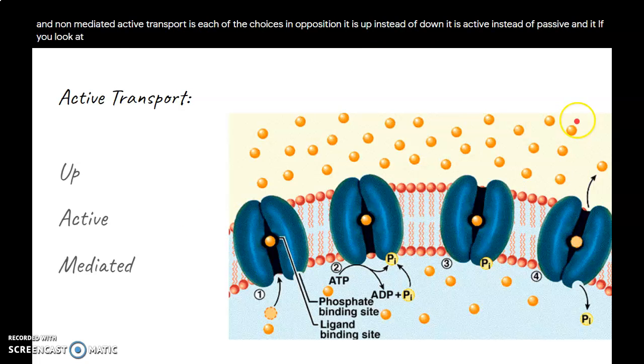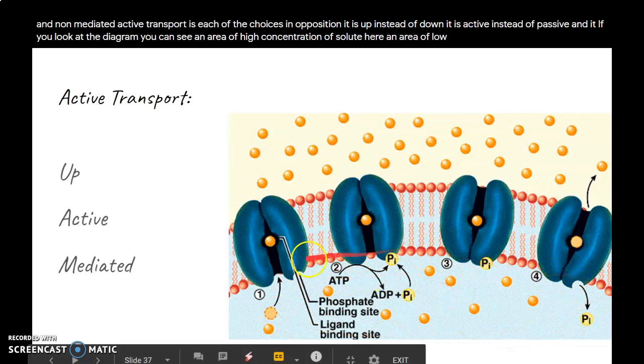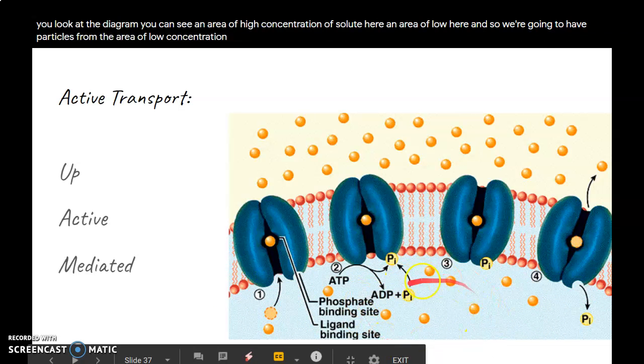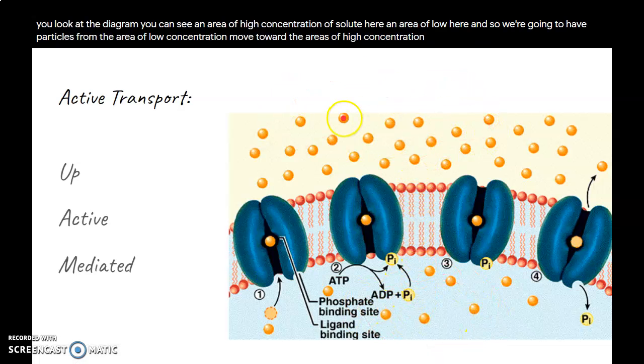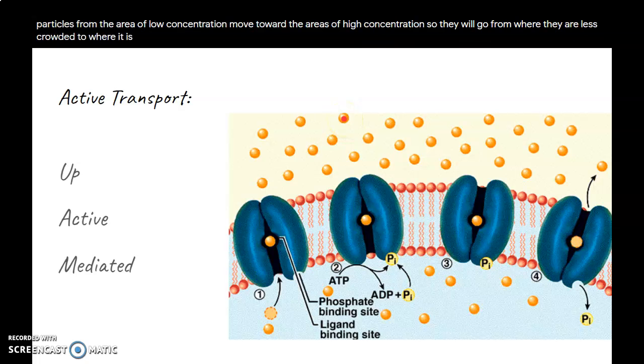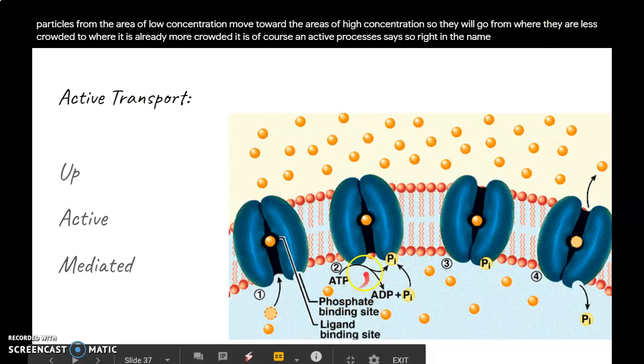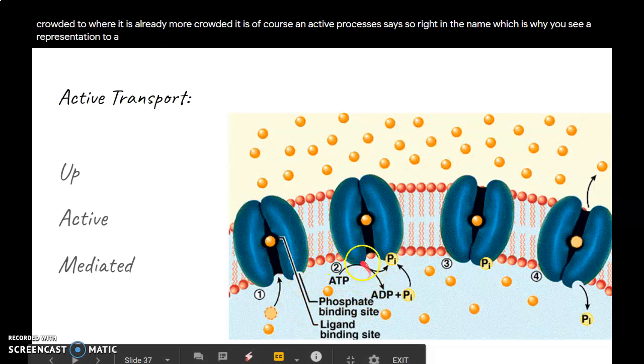If you look at the diagram, you can see an area of high concentration of solute here, an area of low here. And so we're going to have particles from the area of low concentration move toward the areas of high concentration. So they will go from where they are less crowded to where it is already more crowded. It is, of course, an active process. It says so right in the name, which is why you see a representation of ATP here.